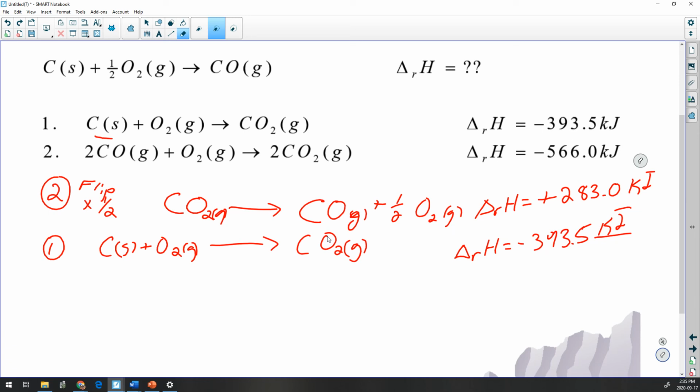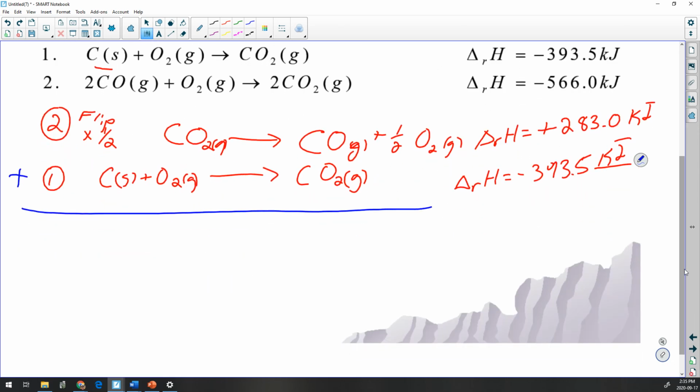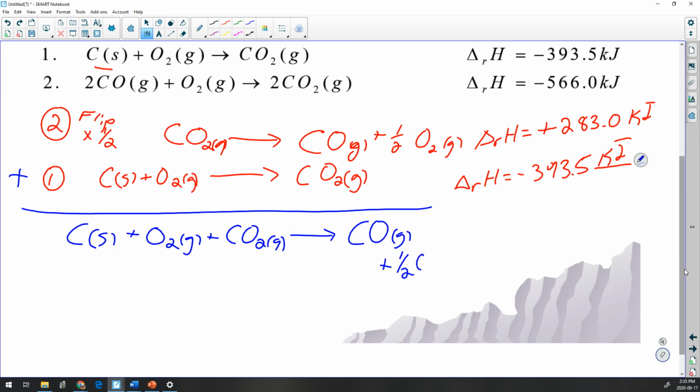Now, before we add up those ones, if we add these two reactions together, I'm going to list everything I have, and then I'm going to cross stuff off. I don't often do this, but I will now to start with. I have one carbon, one oxygen and one carbon dioxide. On this side, I have one carbon monoxide plus 1/2 an oxygen plus carbon dioxide.